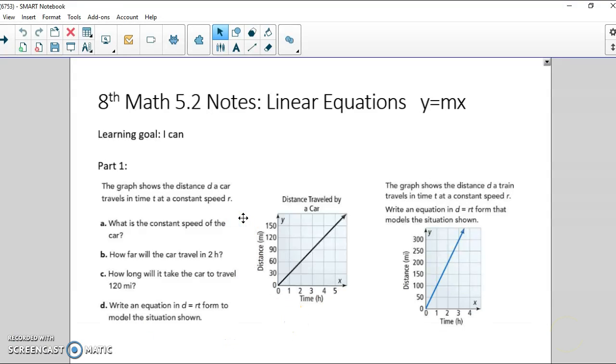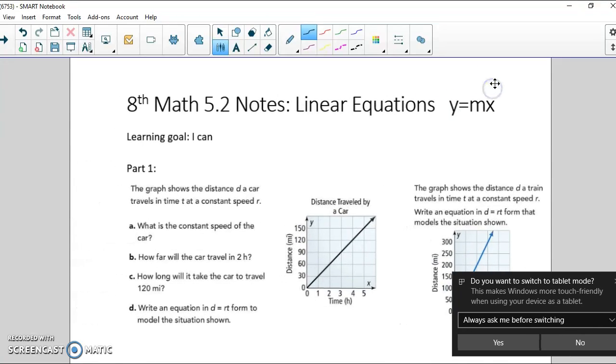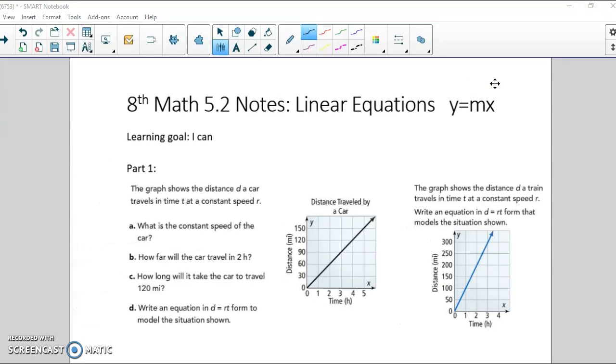Time for some more linear equations. We are checking out section 5.2. So we are looking at linear equations that are specifically in this form.